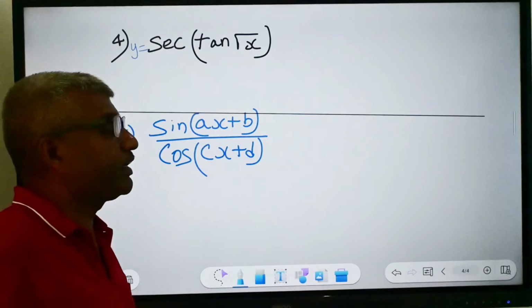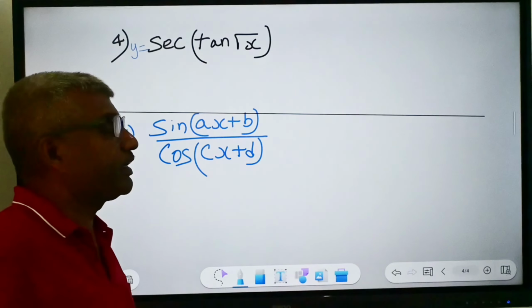Then root x differentiate. Root x is x power half. How to differentiate x power n? Nx to the power of n minus 1. So half x to the power of half minus 1. Half minus 1 is minus half. Half x to the power of minus half. Okay, we can simplify a little. X power minus half is nothing but 1 by root x.